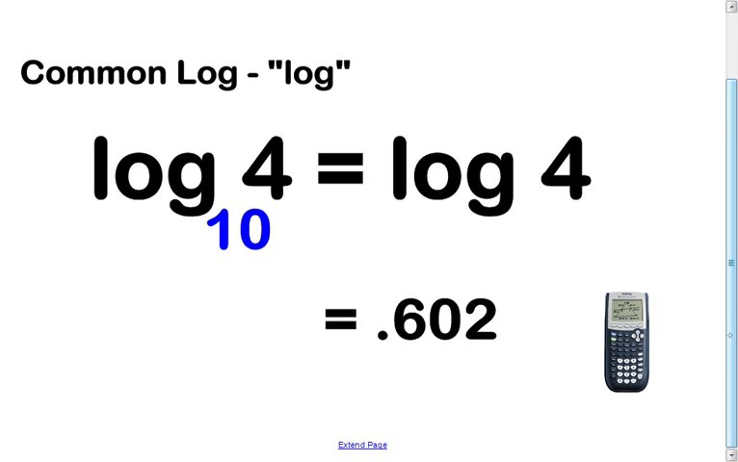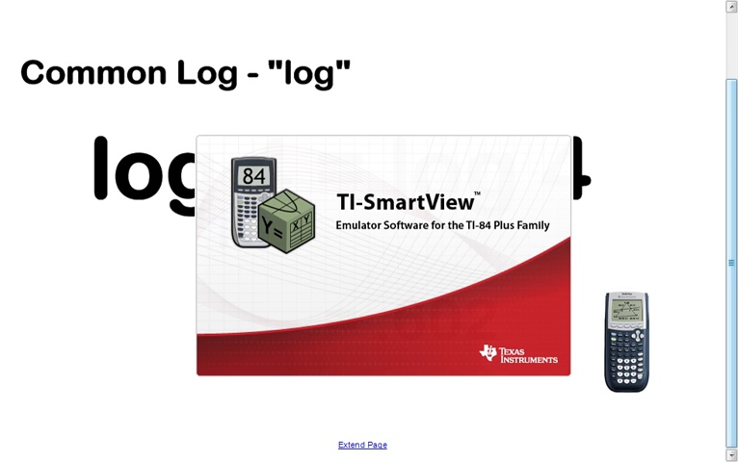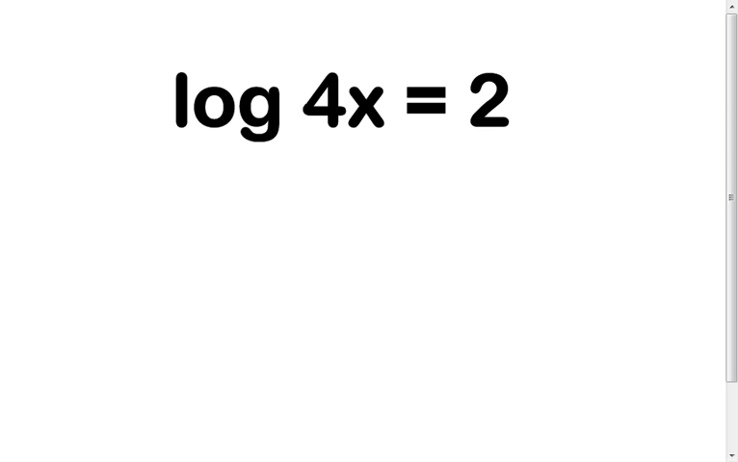All right, then there are some specific logs that we need to talk about called common logs. If no base is written, it's considered to be a common log, and a common log is nothing more than a log that's in base 10. It is the log button on your calculator. We will use your calculators here in a minute, so I'm going to get this linked up. But log base 10 is the calculator button for this.